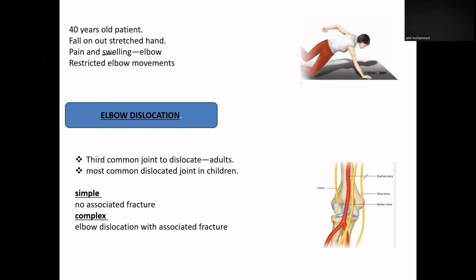Three nerves are there. If you see, this is the radius, so it is on the lateral side. This is the ulna, on the medial side. On the medial side, posterior to the medial epicondyle, we have the ulnar nerve. Then just anterior to the distal humerus on the lateral side is the radial nerve, and anterior to it is the median nerve. And this is your brachial artery. These are the neurovascular structures which are in close contact with the elbow joint.